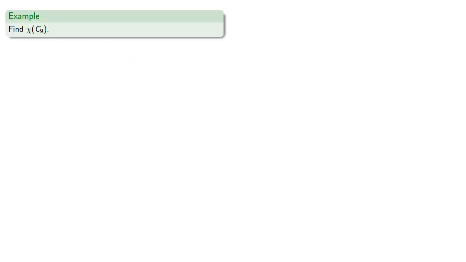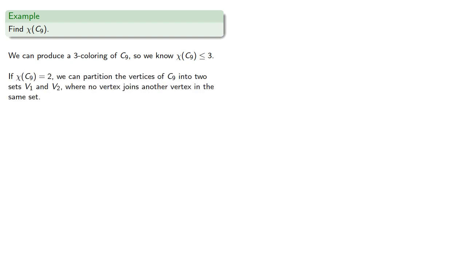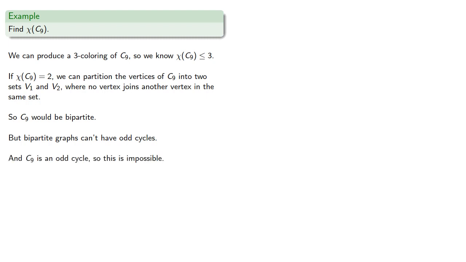So let's go back to the chromatic number of C9. We can produce a 3 coloring, so we know that the chromatic number is less than or equal to 3. Now, if the chromatic number is 2, then we can partition the vertices of C9 into 2 sets, V1 and V2, where no vertex joins another vertex in the same set. So C9 would be bipartite, but bipartite graphs can't have odd cycles, and C9 is an odd cycle, so it's impossible. Now, remember, that's what we actually wanted to prove. Since the chromatic number of C9 is less than or equal to 3, and it's not 2, then it must be equal to 3, unless it's equal to 1. Nah, it can't be.